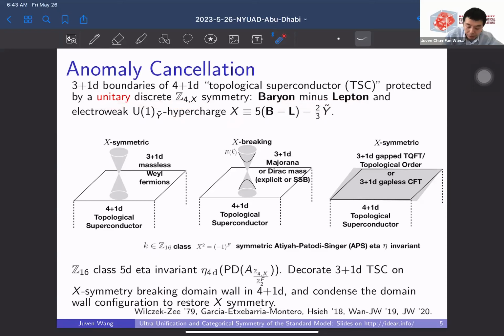And we can also ask the same thing: if there is such a bulk state, what are the possible boundaries? And immediately you will come up with, there could be a massless Weyl fermion, or a gapped fermion with Majorana mass, or a pair of Weyl fermions with Dirac mass. And this will break the X symmetry in some way.